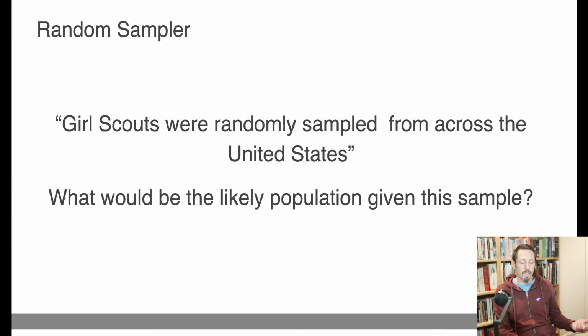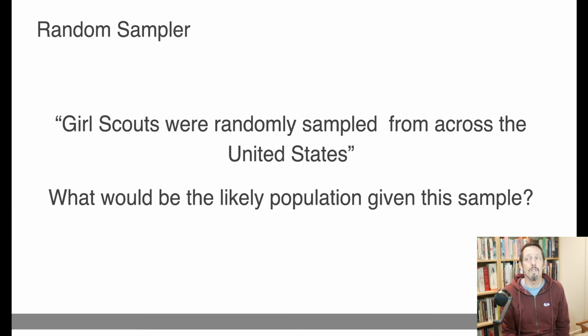So another way in which we could look at this, another kind of question is, if we have a statement that Girl Scouts were randomly sampled from across the United States, what do you think the likely population would be? Yeah, you with the purple shirt. Okay, so you think that Girl Scouts sampled randomly across the United States, you think that the population would be all girl children? Well, I think there's something missing from that answer.